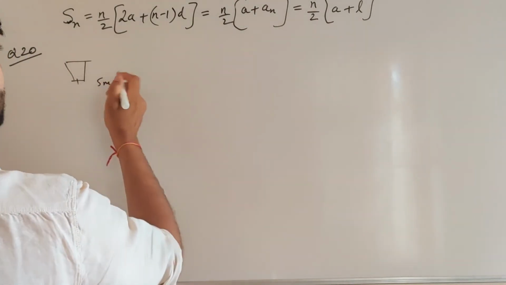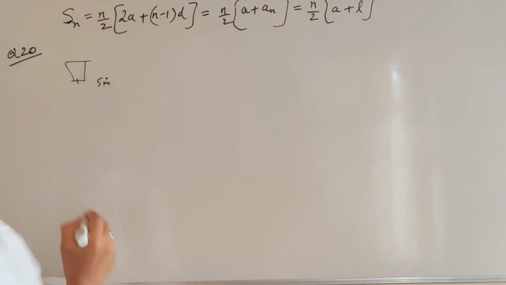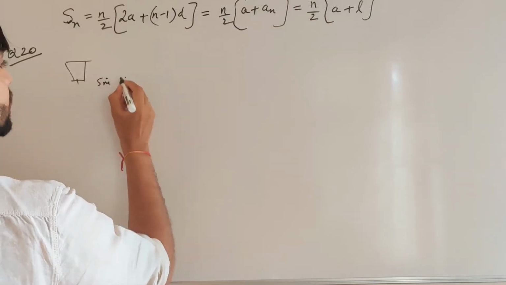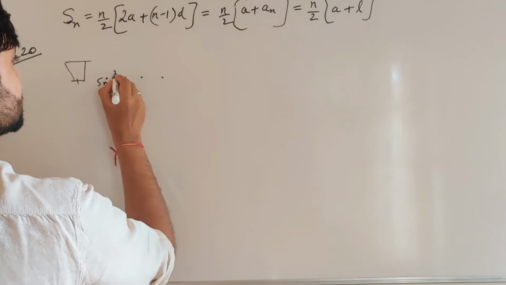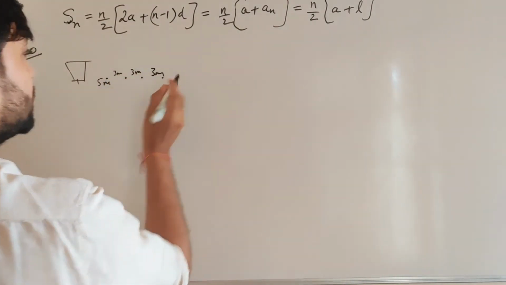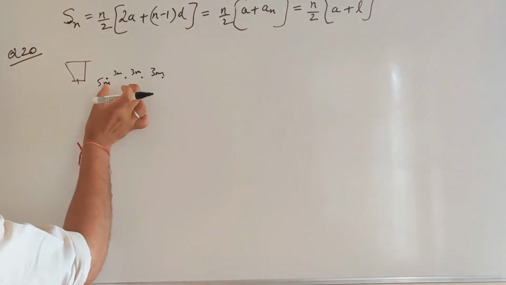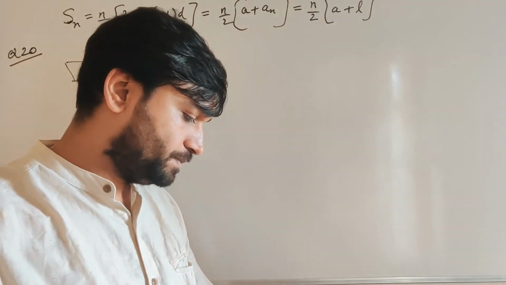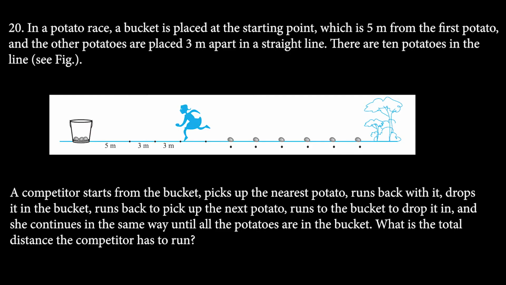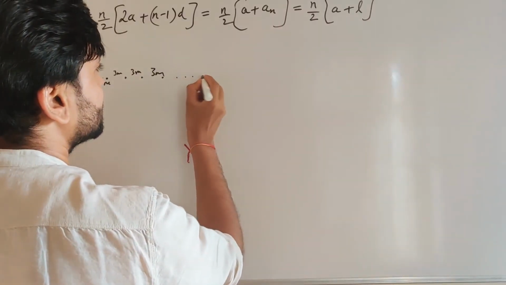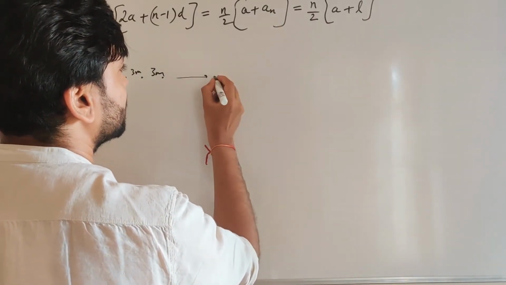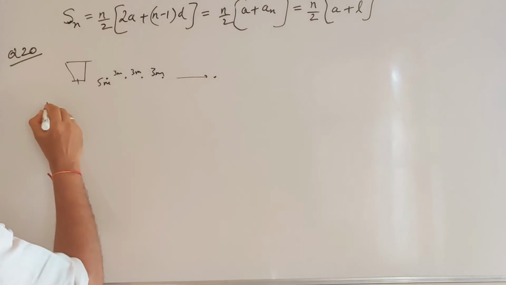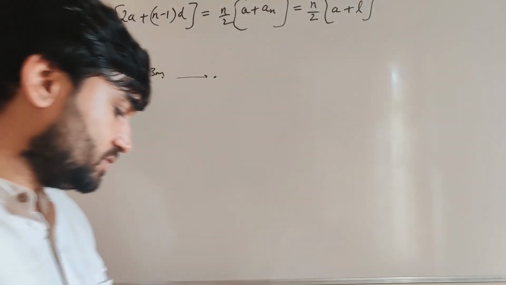So we have the first potato, let's say, at this place, and the other potatoes are placed 3 meters apart. So from here to here, then here, and then here. So this is 3 meters each. This distance is 5 meters, and then from first to second, second to third, and so on, it's at a distance of 3 meters each. There are 10 potatoes in the line. So 1, 2, 3, 4, like this. Lastly, we will have this last potato. So n becomes 10 because there are 10 potatoes.